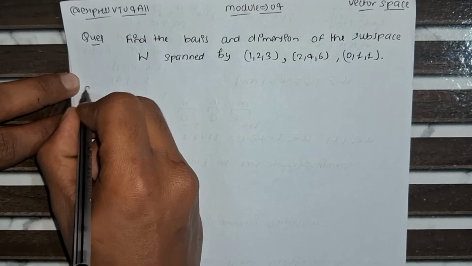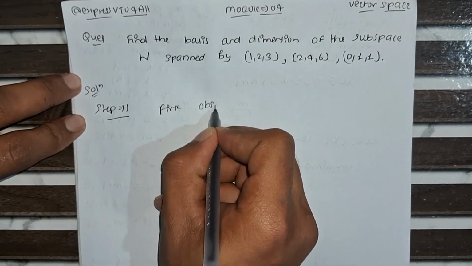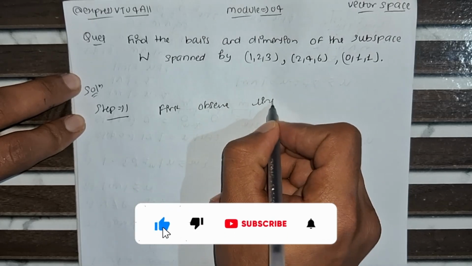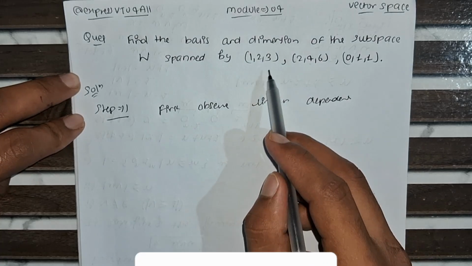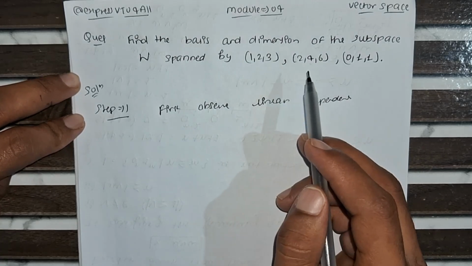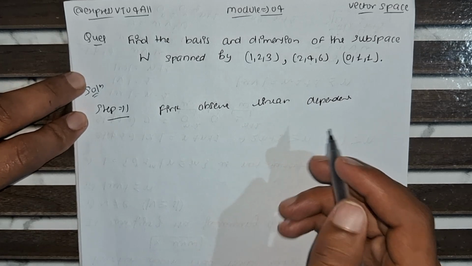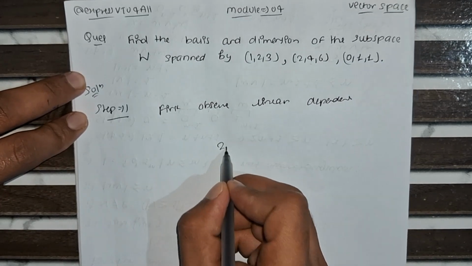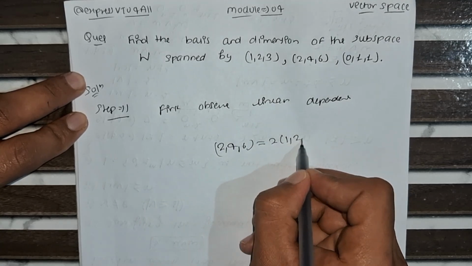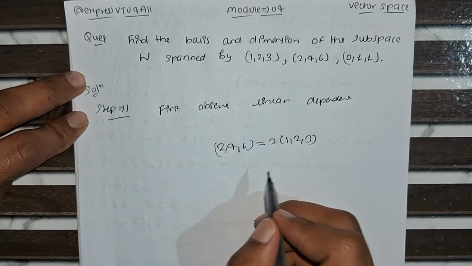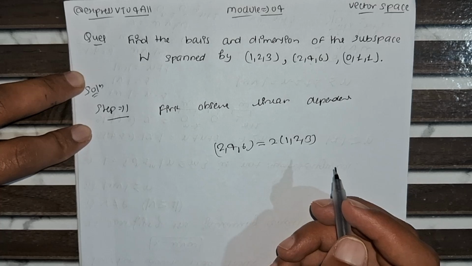Step 1 is the solution. First, observe linear dependence. Linear dependent means if one vector is dependent on the other or not. If one vector is dependent on the other, it means it is linearly dependent, otherwise it is linearly independent. So we can clearly see that 2, 4, 6 equals 2 times 1, 2, 3. So the vector 2, 4, 6 is linearly dependent and can be removed because it is not going in any new direction.